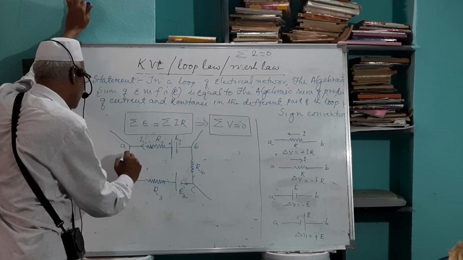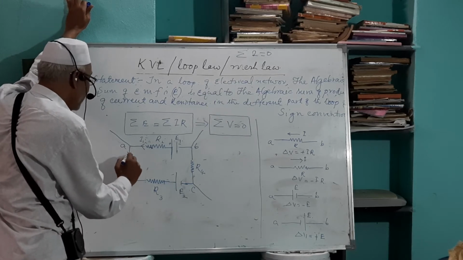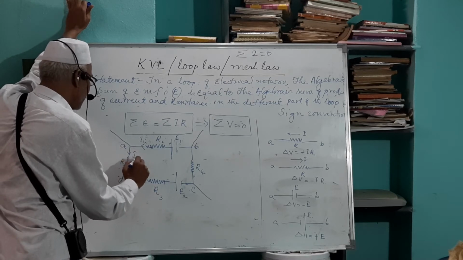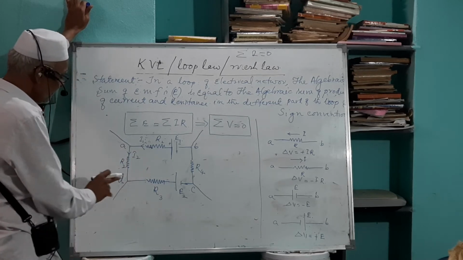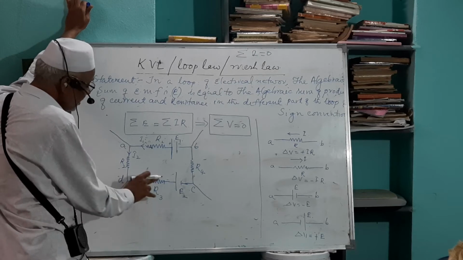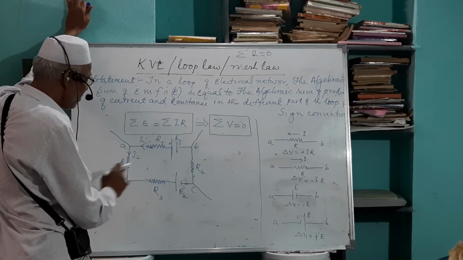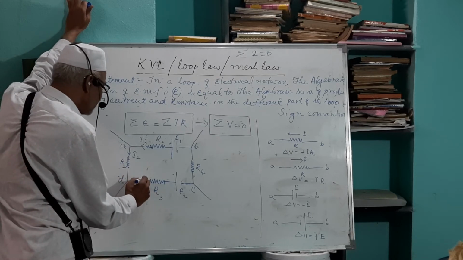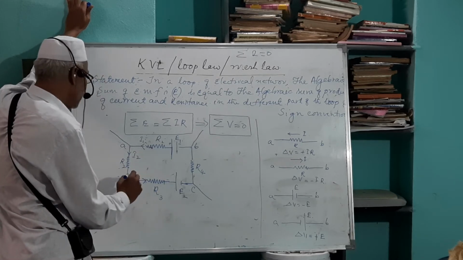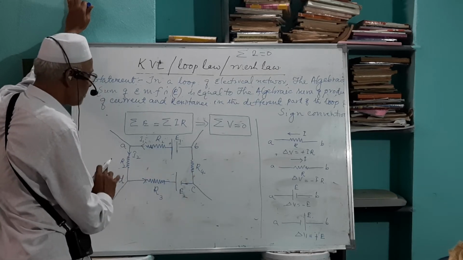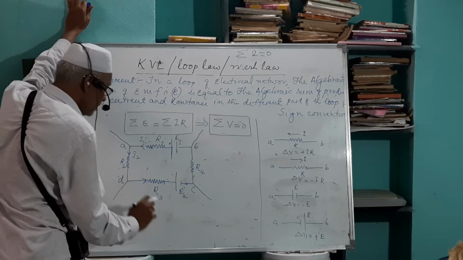In this AD branch, the current is moving from A to D. The strength of that current is I2. Similarly, this is the D junction, and in this junction current is flowing in this direction. In this branch, current is flowing from D to C. You can see D to C.